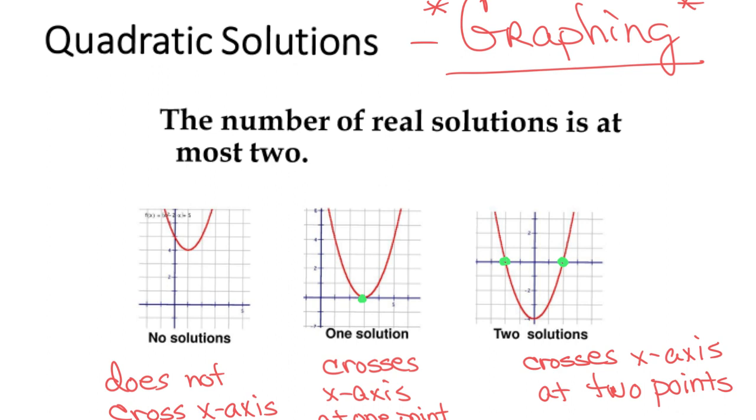Your graph could cross the x-axis at only one point, and that would mean there would be one solution. Or the majority of your quadratic equations are going to cross the x-axis at 2 points, and that indicates that it has 2 solutions. So it's very simple to determine how many and what they are. We're just typing it into Desmos, and looking at the graph to determine how many and what the actual solutions are.